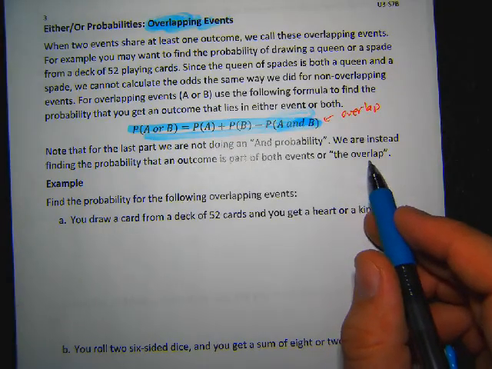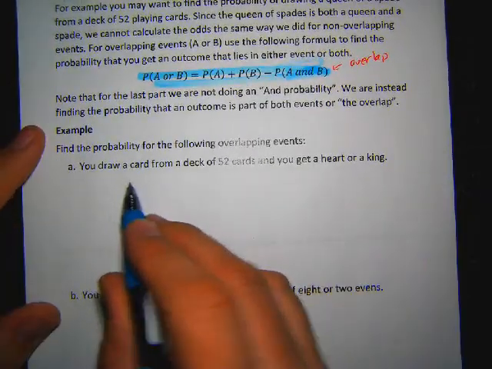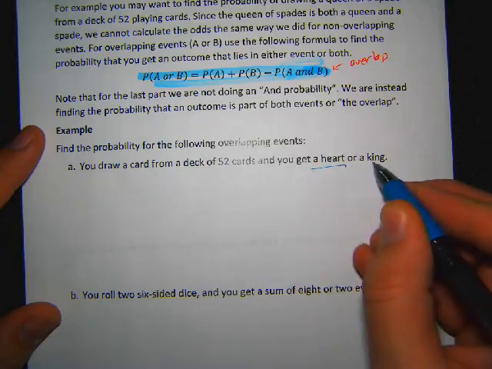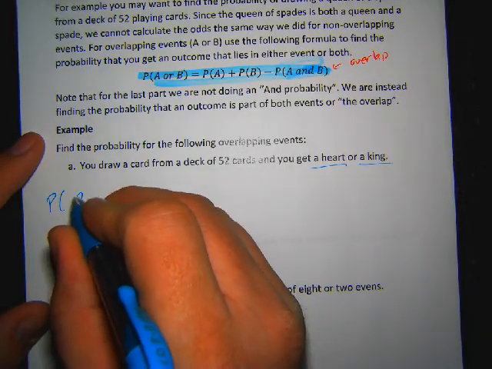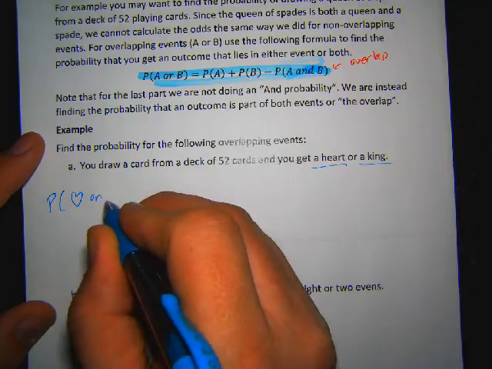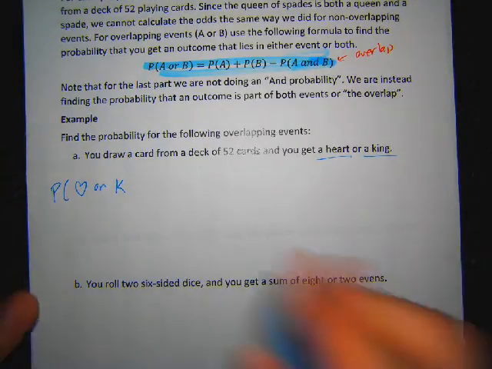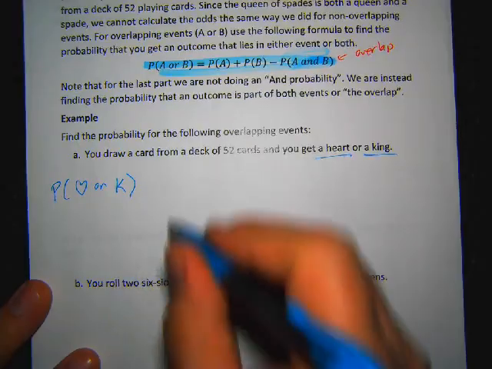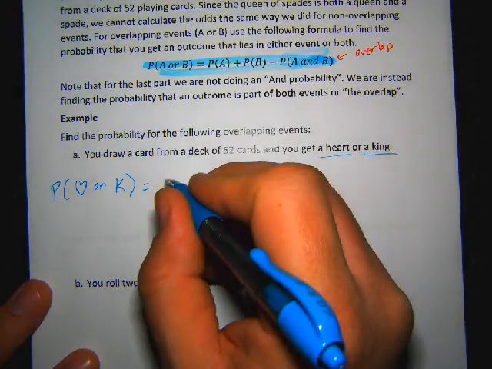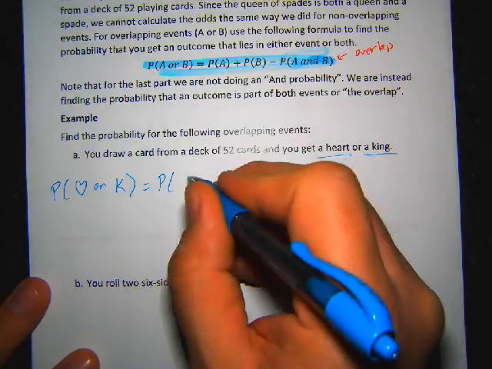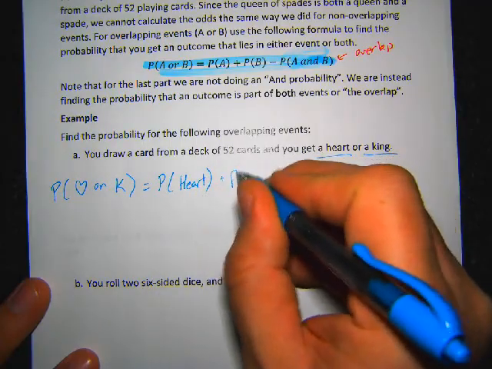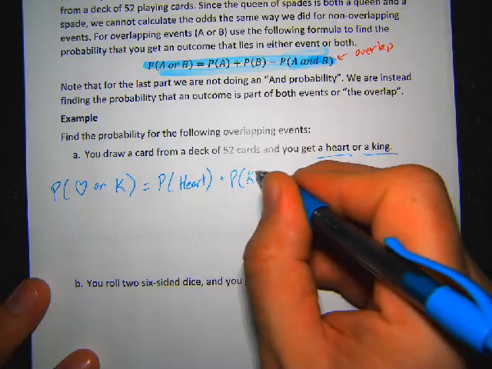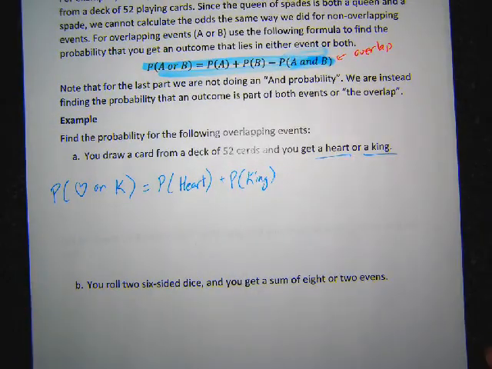It's the overlap. So let's say you want to draw a card from a deck of 52 cards. You want to get a heart or a king. So either way, you're happy. If you get a heart, you're happy. If you get a king, you're happy. So that's what we're looking for. To do this one, we're going to find the probability of getting a heart plus the probability of getting a king. But we have to worry about the fact that there are some cards that are both, right?